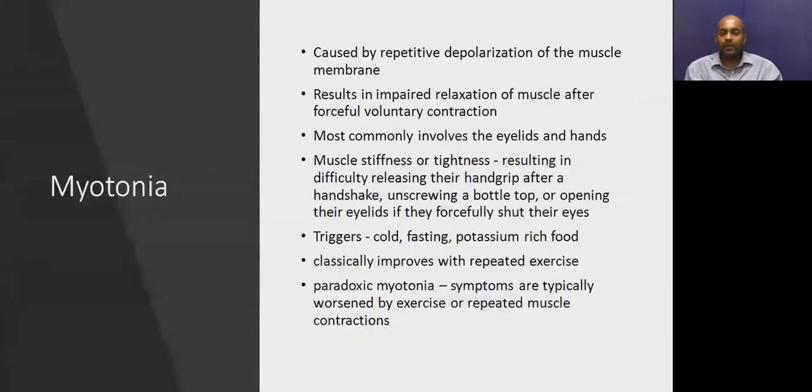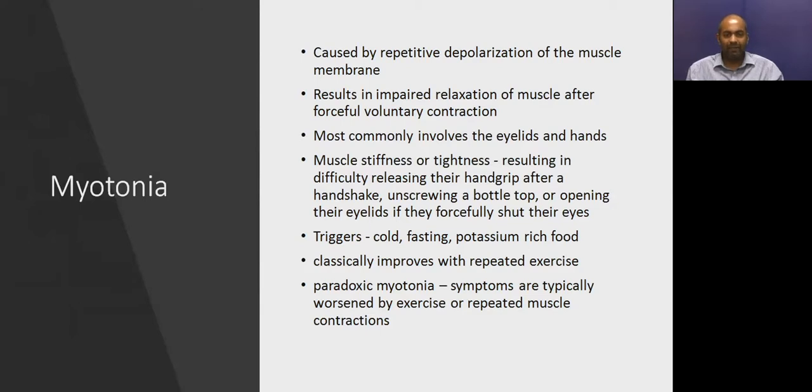Right. So another specific feature of muscle disease is myotonia. Myotonia is impaired relaxation of muscles after a forceful voluntary contraction, and it is caused by repetitive depolarization of the muscle membrane. It commonly affects the eyelids and hands. So patients may present with muscle stiffness or tightness.